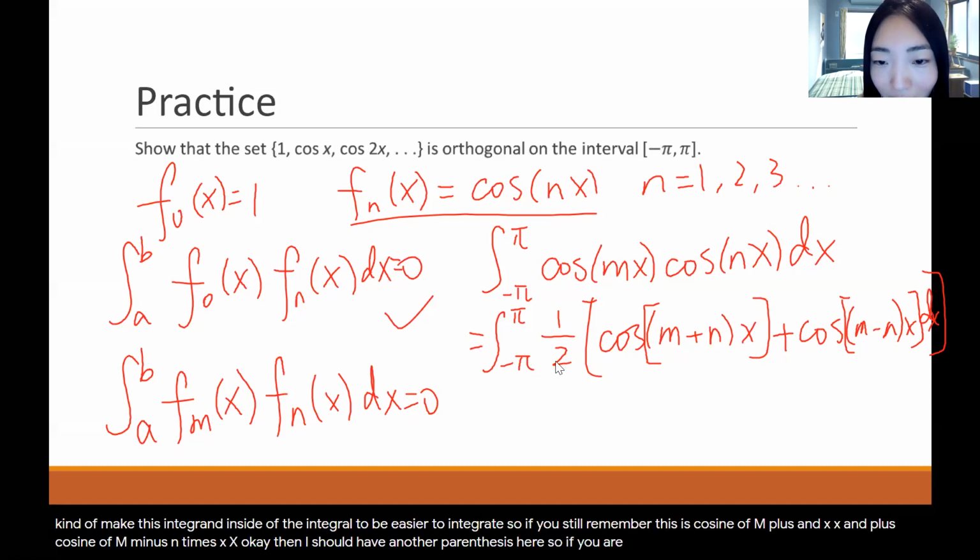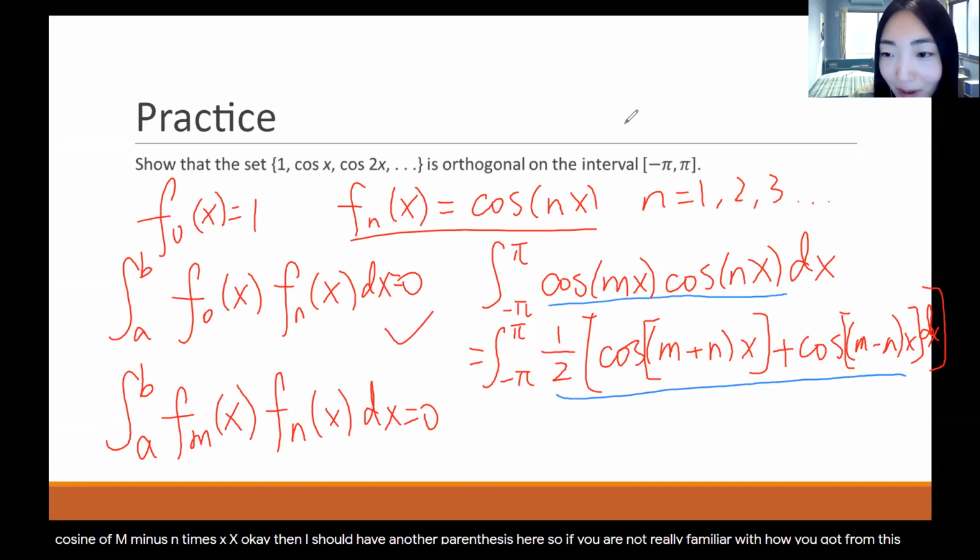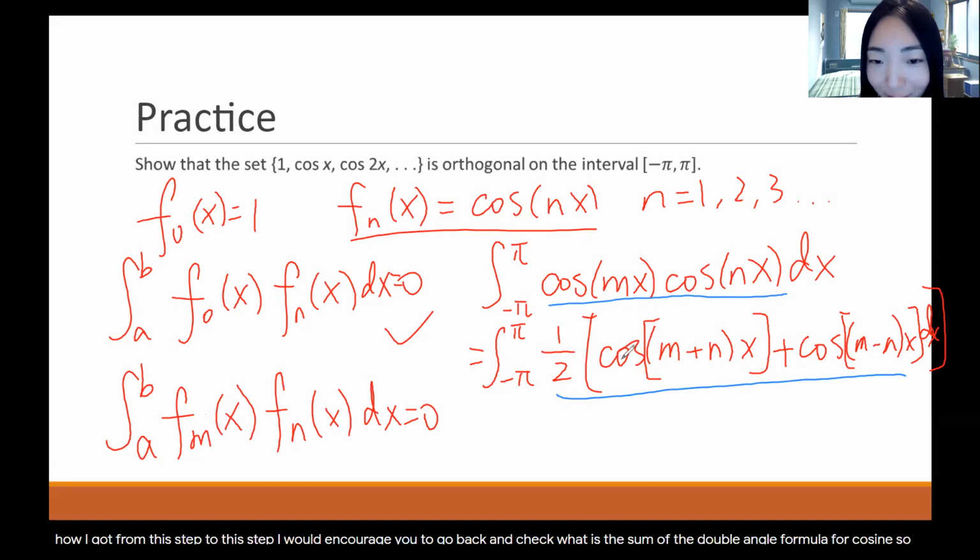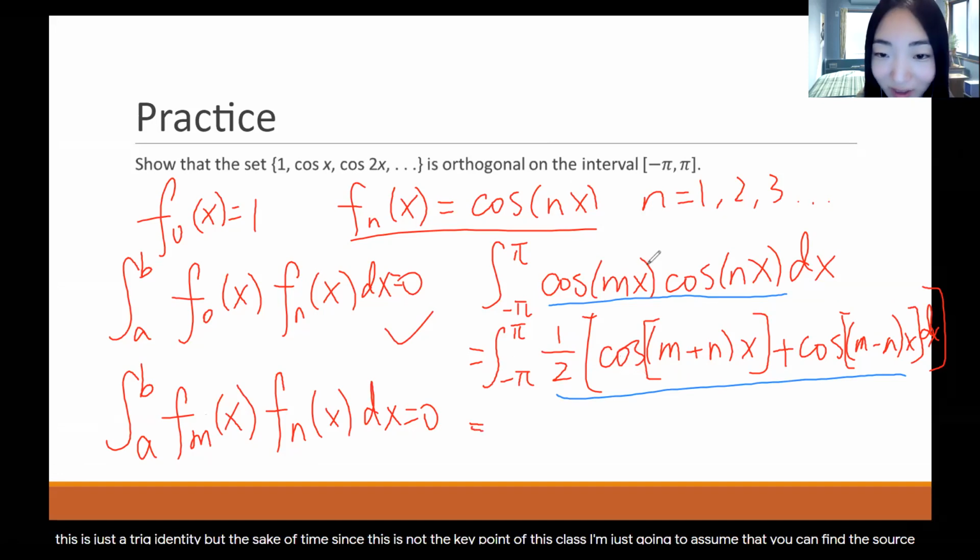If you are not really familiar with how I got from this step to this step, I would encourage you to go back and check the sum, the double angle formula for cosine. This is just a trig identity. For the sake of time, since this is not the key point of this class, I'm just going to assume that you can find a source and convince yourself this is true. And then we can integrate this.